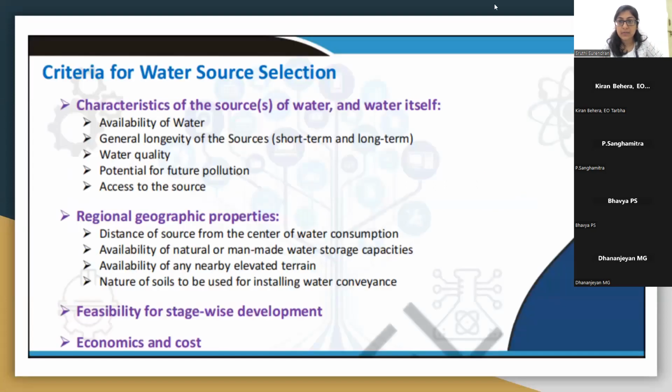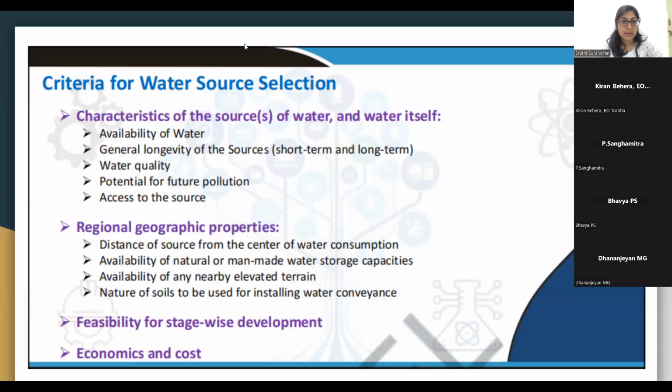So these are the criteria for water source selection. Majorly, there are 4 criteria. Yeah, Kiran, your answer is also right. 4 criteria are there. Characteristics of the source of water. That includes whether the availability of water in the water source is sufficient, whether it is only available for a particular amount of time, or whether it is available for a long period of time. Like there are certain rivers or lakes that get dry during summer. So is it okay if we use that as a source of water?